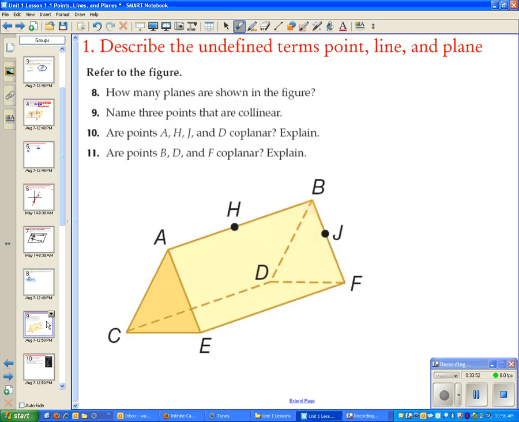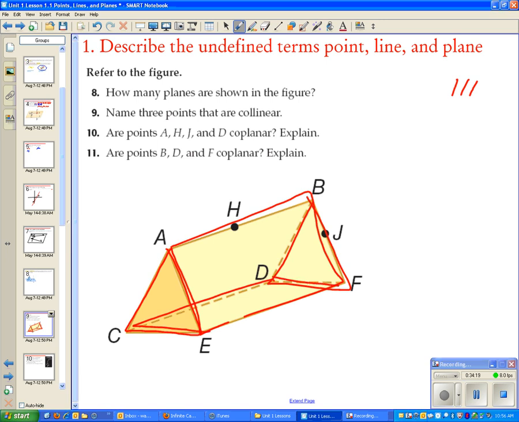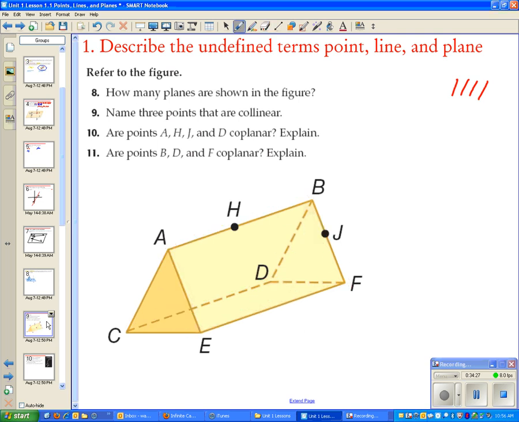Now, look here at numbers 8 through 11. 8. How many planes are shown in this figure? Well, let's count them. Look up here at the screen with me. I'm counting flat surfaces. Wouldn't this triangle here be a flat surface? And the triangle at the other end would be another flat surface. That's 1, that's 2 so far. Wouldn't this rectangle here be a flat surface? Wouldn't this rectangle on the bottom be a flat surface? And then we've left out one. What have we left out? The back side. So altogether, that will give us 5 planes.